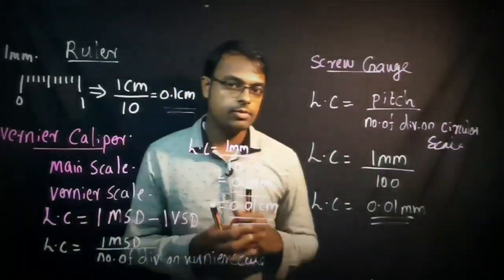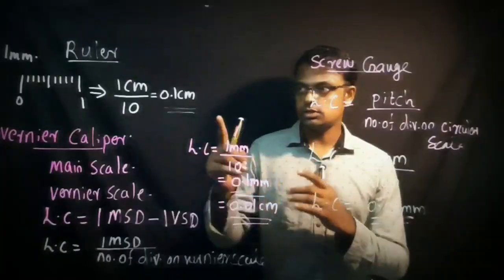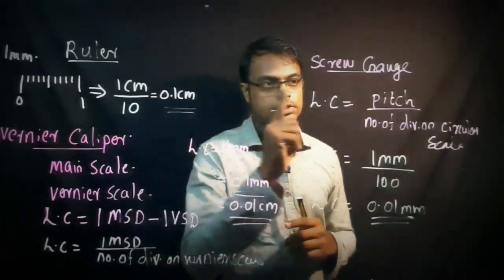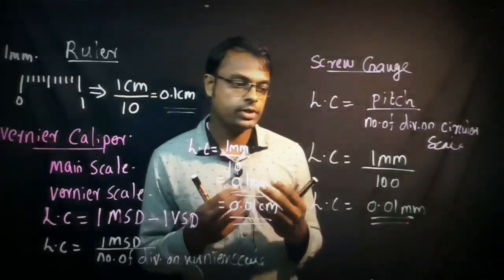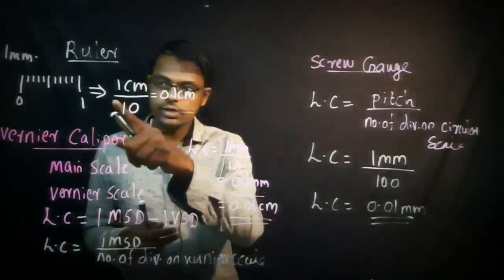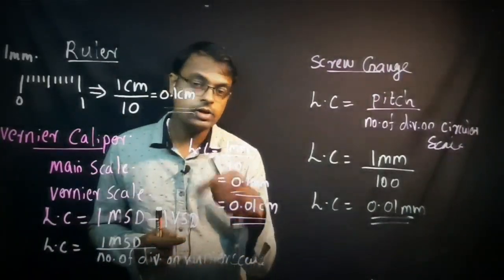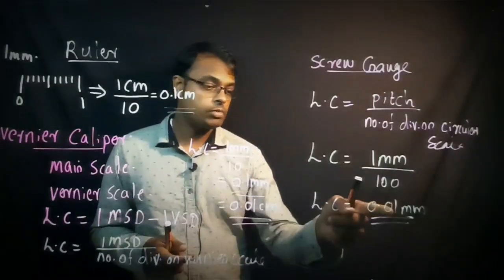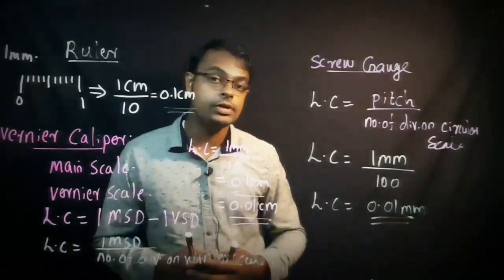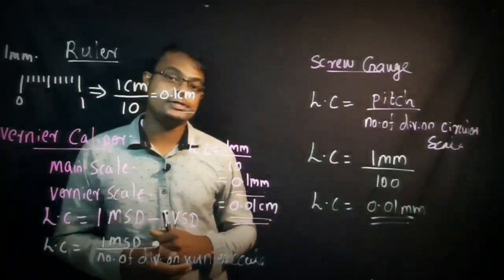Now I am asking the same question once again. Among these, ruler, vernier caliper, screw gauge, which instrument can be used to measure a very small value? Here, 1 millimeter is the smallest value that can be measured. Here, 0.1 millimeter can be measured. Here, 0.01 millimeter can be measured, which is the least value that can be measured. That is the screw gauge.